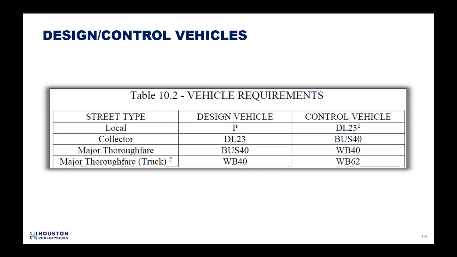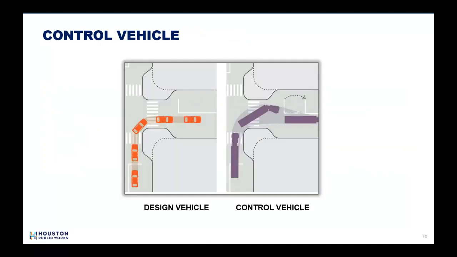And we also incorporated the control vehicle idea. And so for every street now, we have a design vehicle, and we're defining a control vehicle. And this is just a simple idea of what those two different vehicles could be. A design vehicle is intended to be the vehicle that you're seeing making those turns on a daily basis, a number of times a day. It's the primary vehicle making that movement.